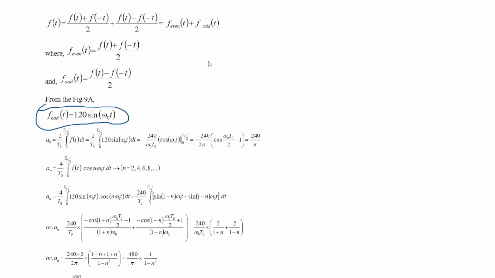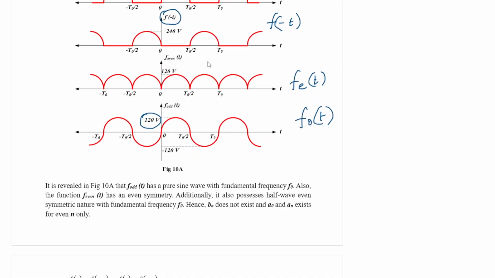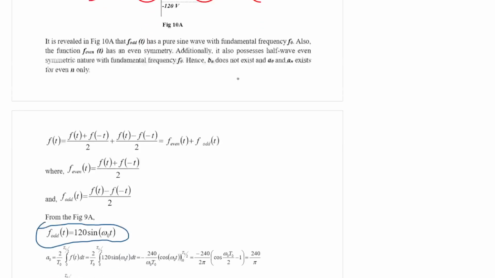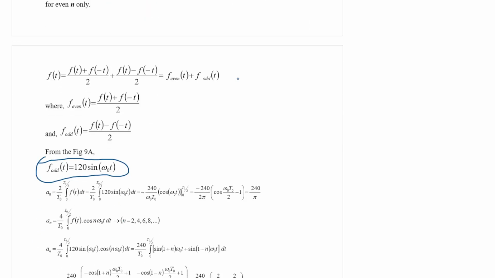However, the even part, since it has no negative part, it must have A0. So A0, if we calculate, it should be 240 by pi by using this formula.